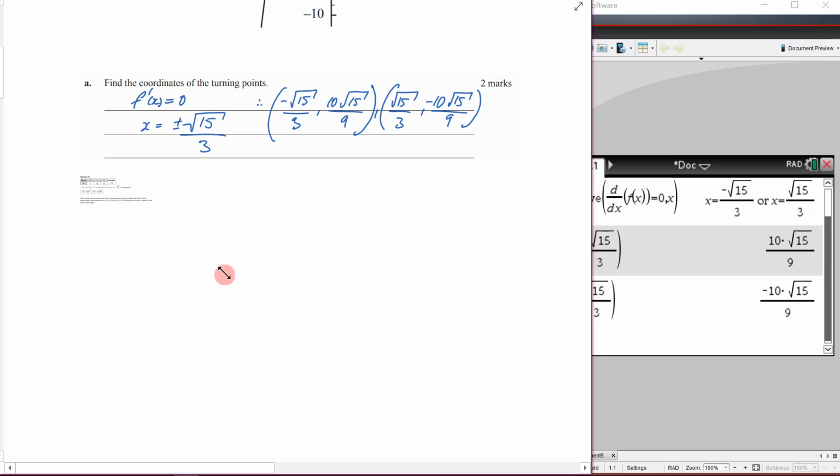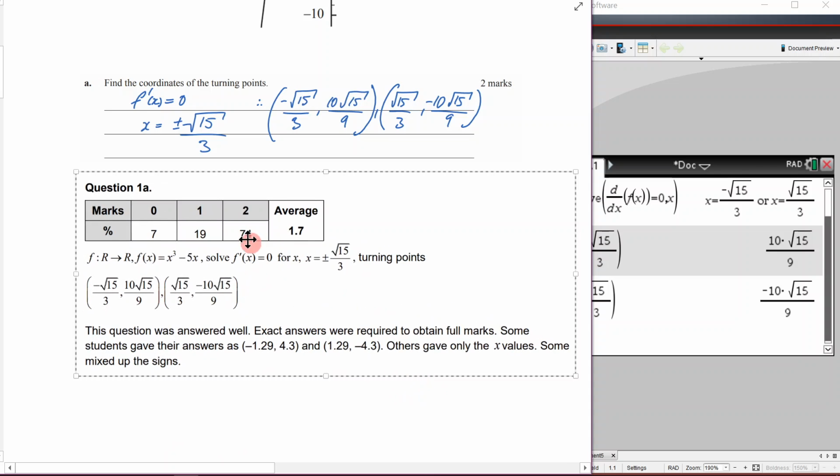All right, so if we open this up, you can see that 74% of students got the full 2 marks here. We've got our function. We've found the derivative of it. We've set it equal to 0. We've solved for x, in which case we're going to get the square root of 15 on 3. And then we've substituted those back into f to get these out. And these look correct. The question was answered well. Exact answers were required to obtain full marks.